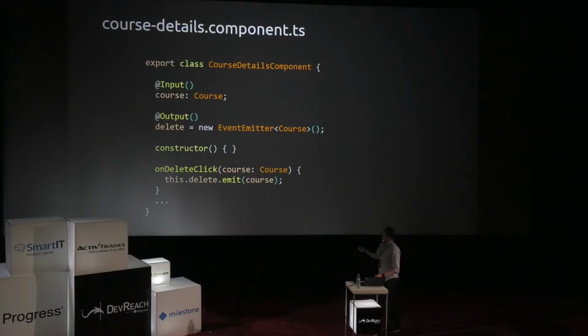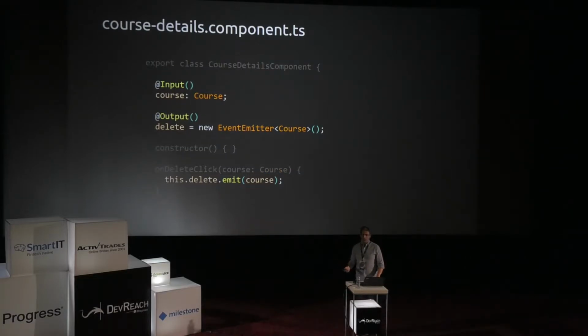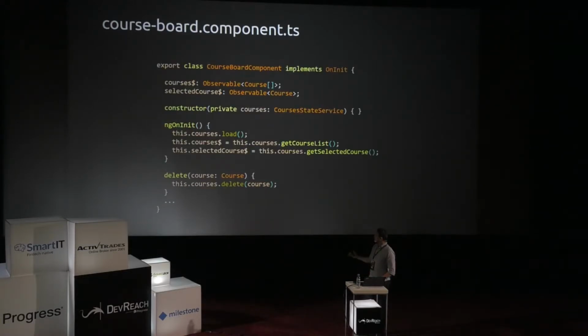As you can see, we get the data as an input, and when some event occurs, we emit the output to our container component so it knows how to deal with it. So these are the ones that we want to focus on, and these are the things that a presentation component should contain. Whereas our smart component does a little bit more.